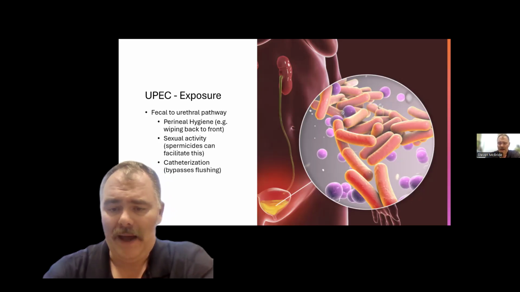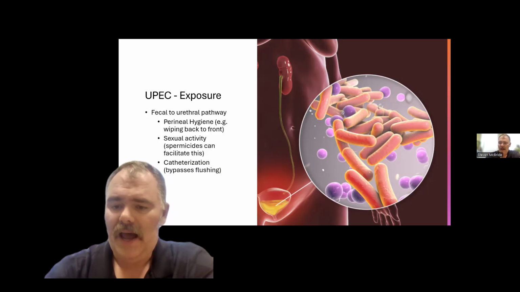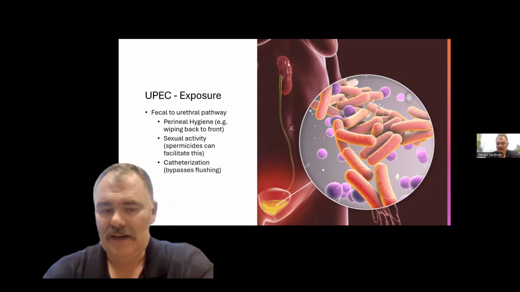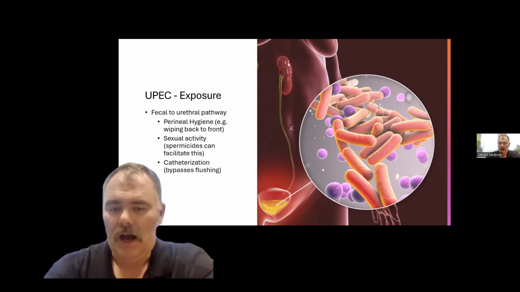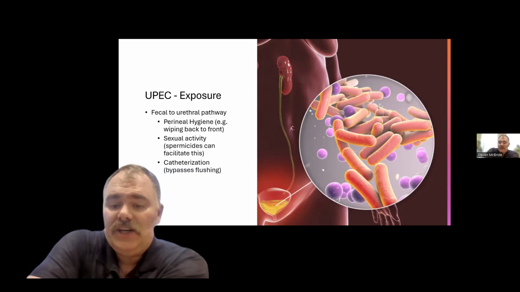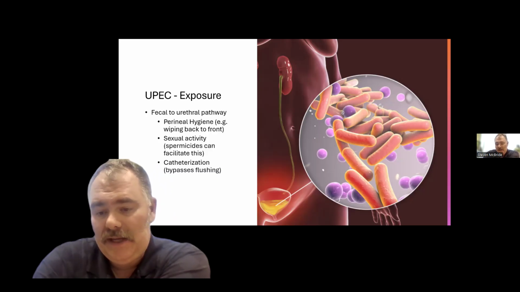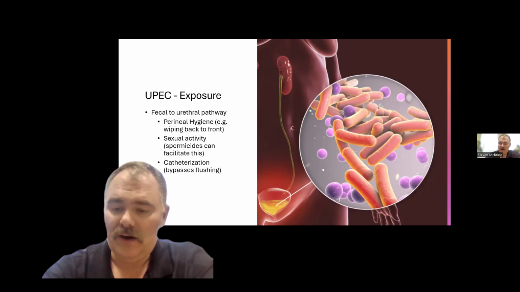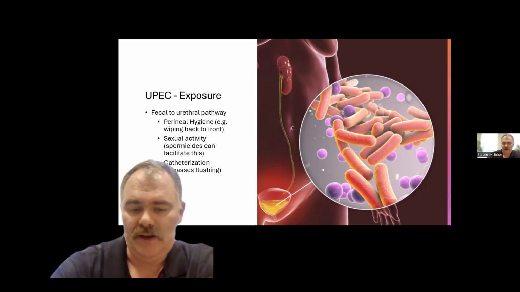Infection begins when bacteria from the gastrointestinal tract gain access to the urethra. This can occur through fecal contamination, certain hygiene practices, sexual activity, or catheterization. Once the bacteria reach the urinary tract, they have successfully completed the encounter stage. Their next challenge is avoiding removal by urine flow and establishing a foothold in the urinary tract.